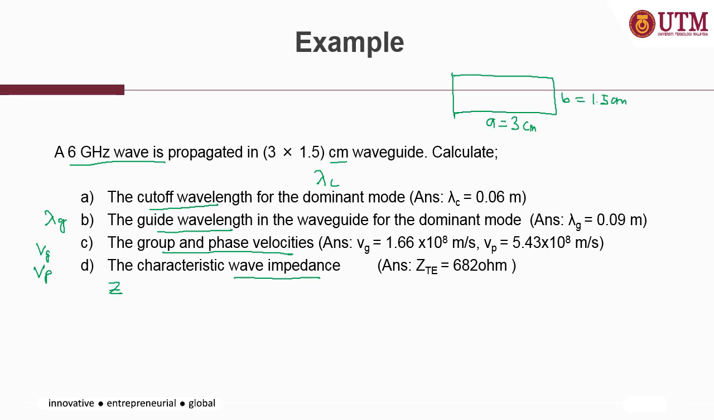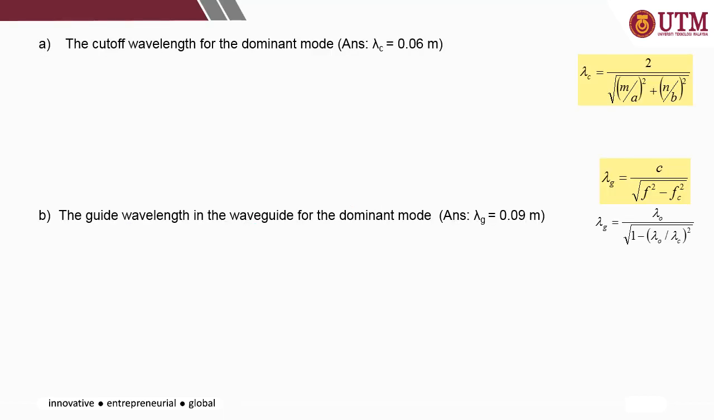TE or TM. So in this case, for a rectangular waveguide, we can assume it is the dominant mode, right? Since the first question is also related to the dominant mode, so it is TE mn equal to 10. Okay, let's calculate the first one, the cutoff wavelength, lambda c. Please refer to the appendixes or the table. Make sure you choose the correct equation and write down the general equation before you solve it, right?